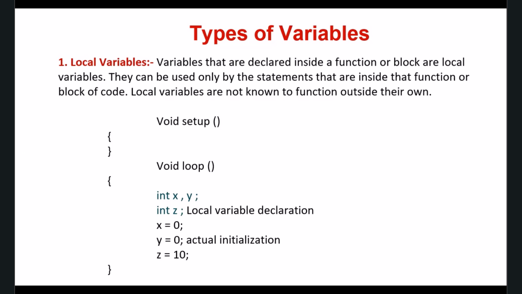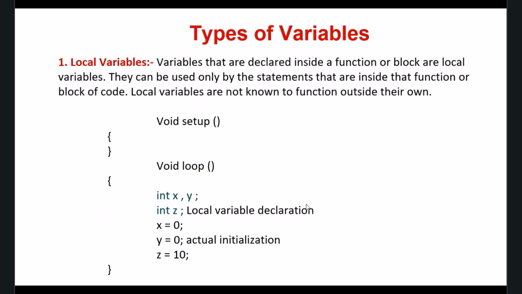So let us consider the example mentioned here. In this particular example, we have declared our variables inside the loop function. So the variables declared as x, y, and z can be used within this place only, within the void loop only. These variables x, y, and z cannot be used anywhere else. This is the way we use local variables.